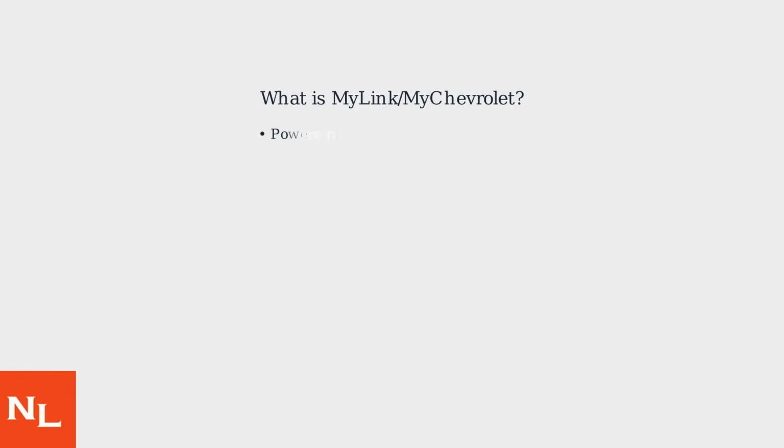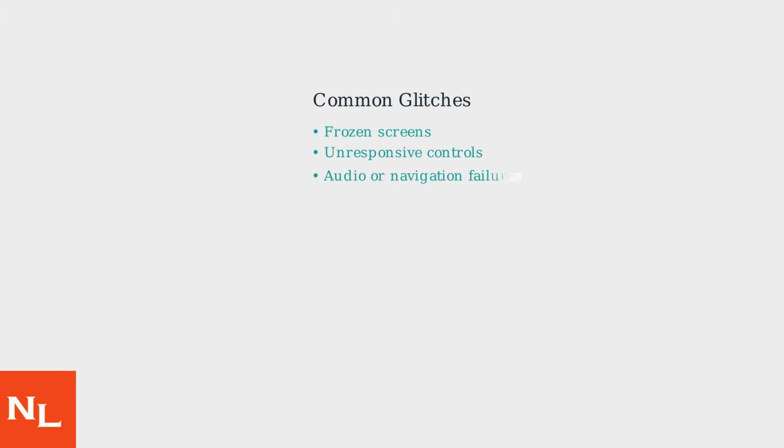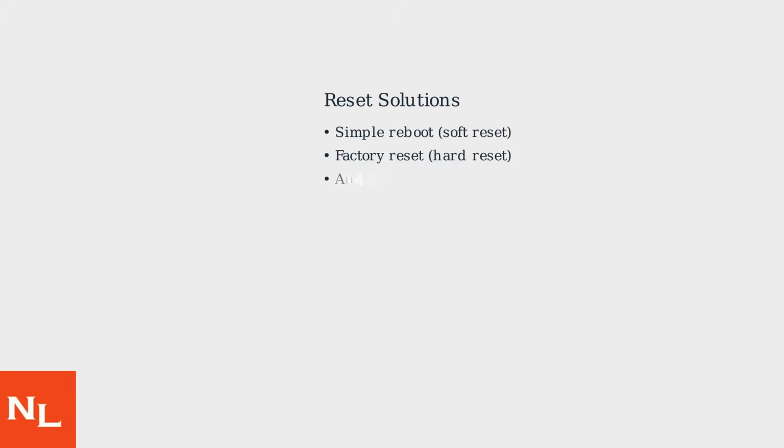The Chevy Traverse uses MyLink or My Chevrolet infotainment systems. These systems power your vehicle's navigation, audio playback, smartphone connectivity, and various apps. Like any electronic system, the infotainment can experience glitches such as frozen screens, unresponsive touch controls, or failures in audio and navigation functions. Resetting is a common fix for these issues.